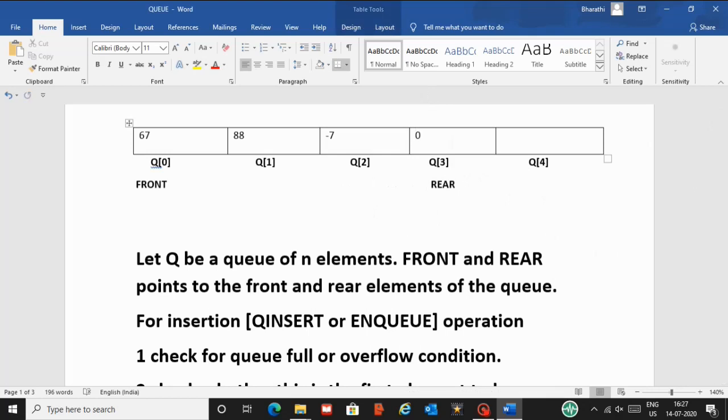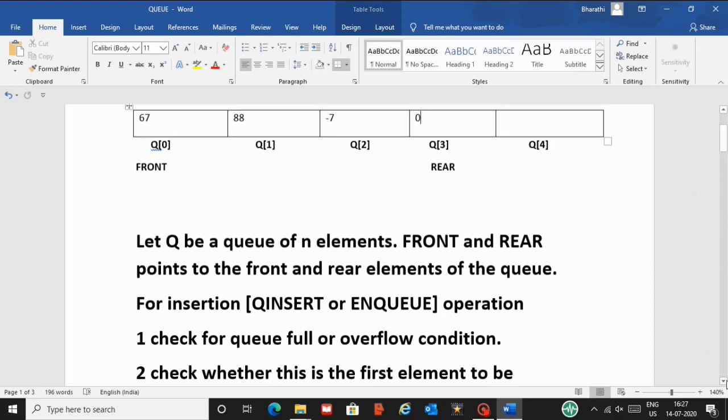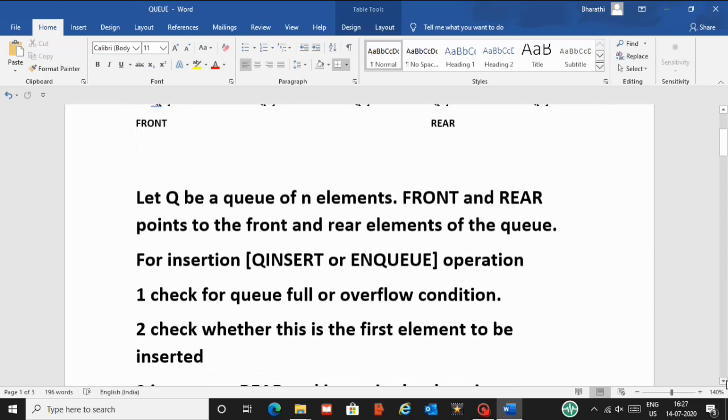So still I haven't deleted anything, so front will be pointing there only, because whenever you plan to delete, 67, which entered the queue first, should be the element which has to be deleted first. The element which entered last would be the last element going out of the queue, that is last in last out or first in first out. Now we have seen, still I have one more. Then again after that, if I try to insert, I should get an error message.